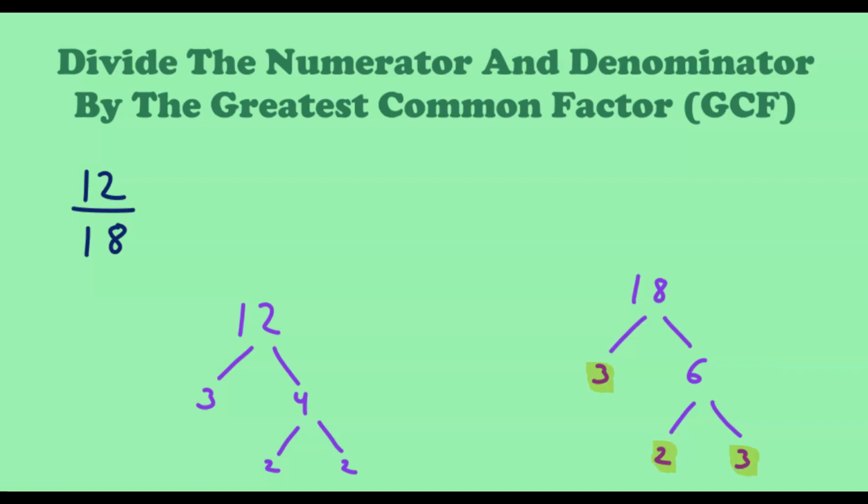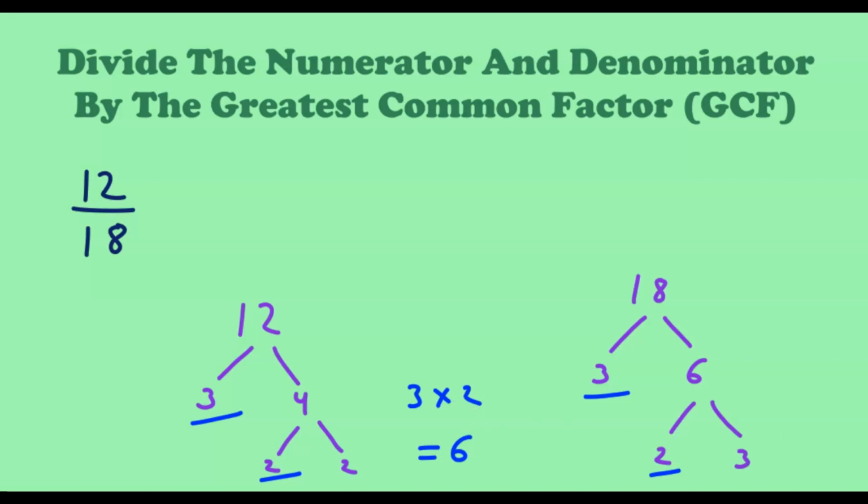Now to determine the GCF, we are going to determine the common prime factors of 12 and 18. So let's have a look. We can see that we have a 3 in both cases. We can see that we have a 2 in both cases. And so our GCF will just be 3 times 2, which is equal to 6.